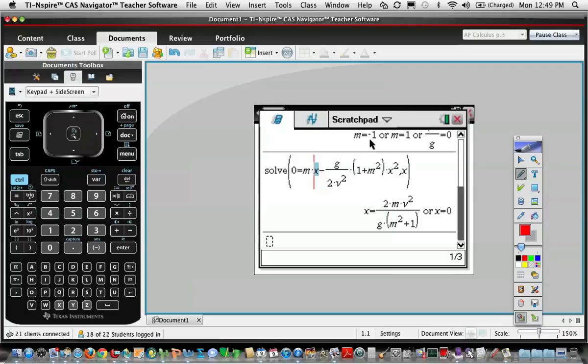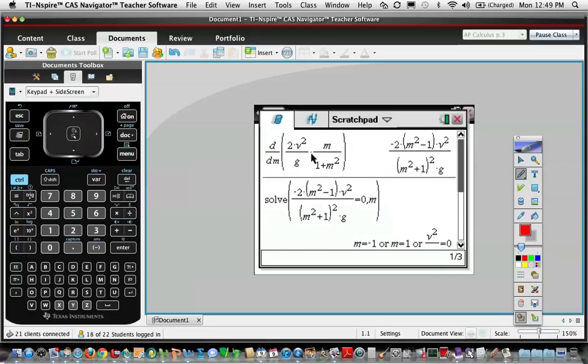Well, if you look at the answer that we get here, the answer came out to be what? M equals 1. Well, what's a slope of 1? 45 degrees. Now, I went ahead and I put that in. All we had to do is do the derivative of it. Here's what that would look like. The derivative with respect to M came out to be this.